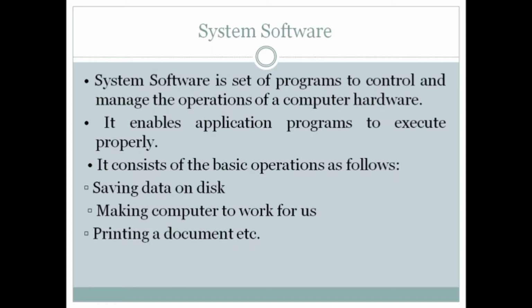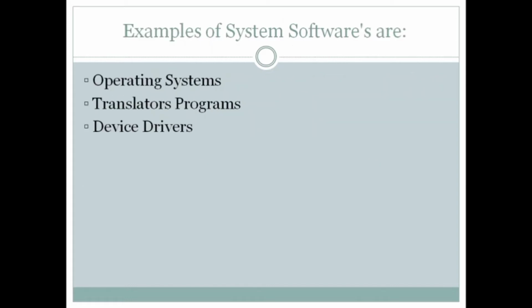Printing a document. If we want to give the printout of a particular document, then we will use the system software. Some examples of system software are operating system, translator programs, and the device drivers. The operating system we will discuss in the further slides. Now here the thing is translator programs.